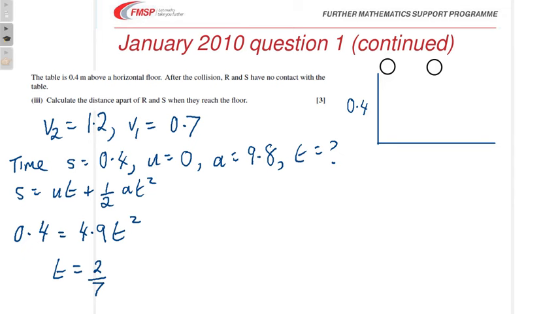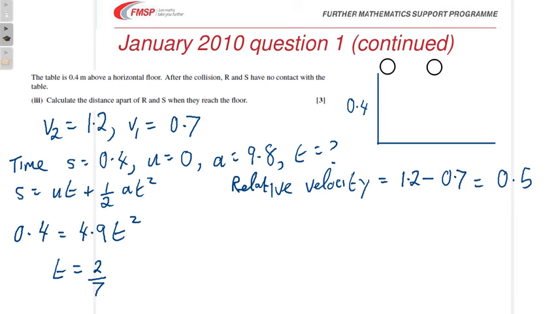Now, to find the distance apart they are, because they both move through the air in this time, we need the relative velocity, or the velocity of separation, you could call it. Relative velocity, which is 1.2 minus 0.7. So that's a separation velocity, or a relative velocity, of 0.5 meters per second. So in the time of 2/7 seconds, they're separating at a speed of 0.5.